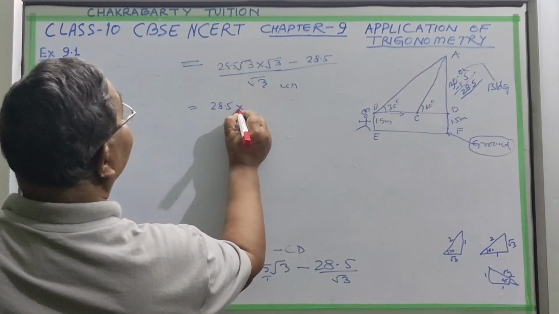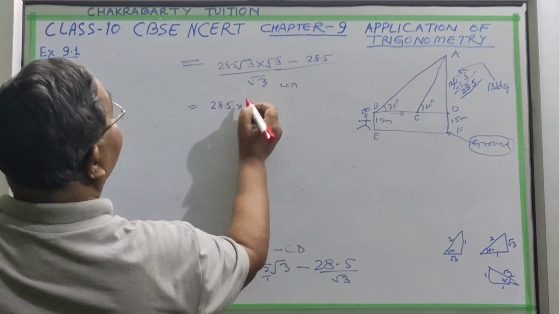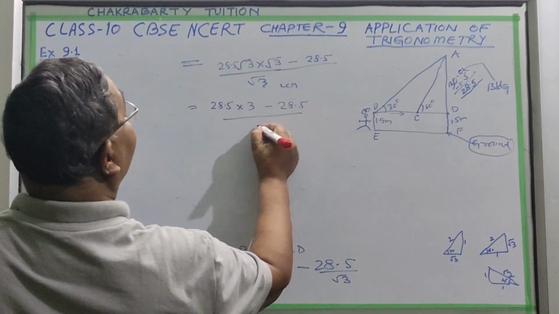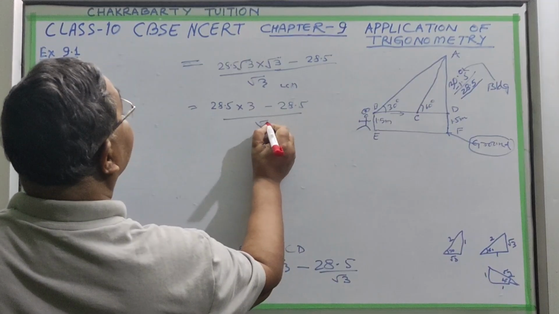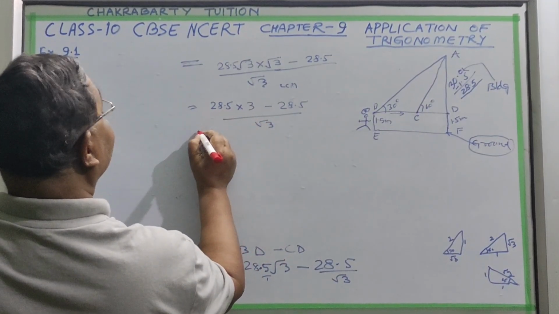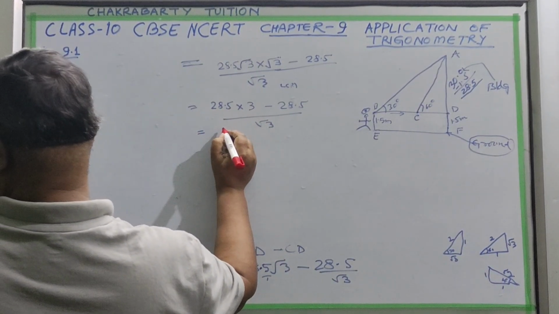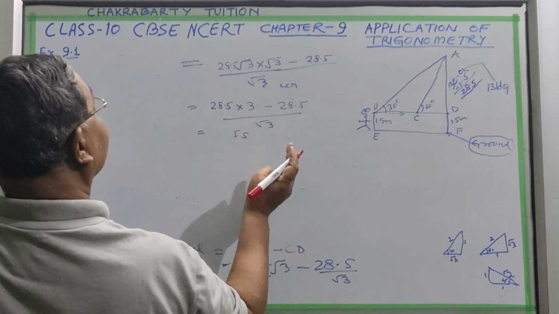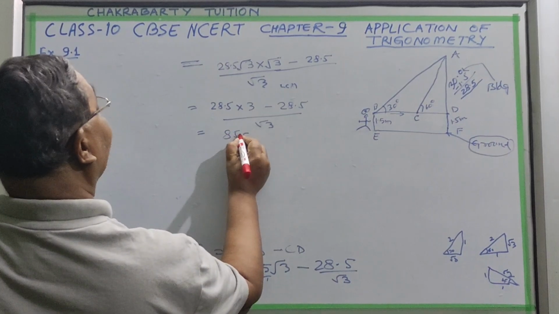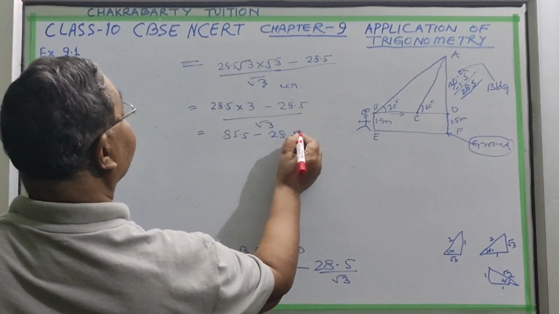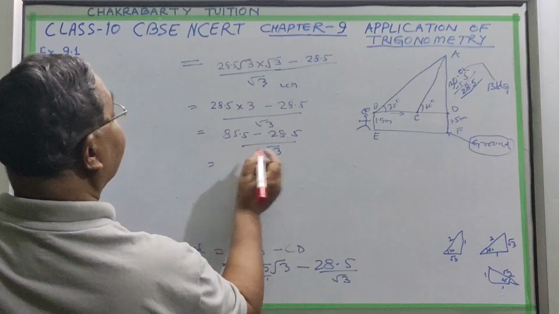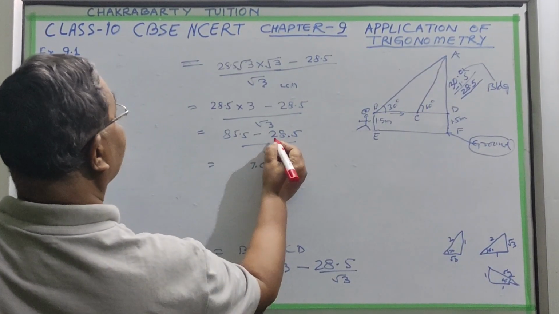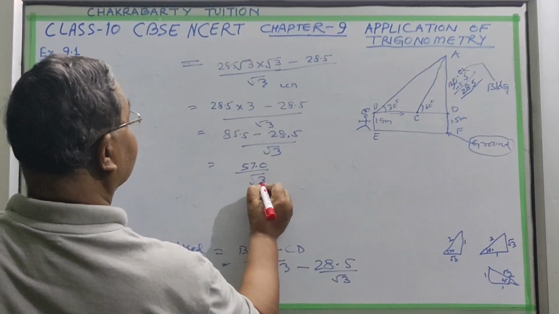28.5, here the multiply sign is understood. 3 and 3 under root, it will become 3 minus 28.5 upon under root 3. Okay, so here it will multiply, and it will become 85.5 minus 28.5 upon under root 3. Okay, now we will subtract. So 0, 8, 7, 15, 57 upon under root 3.